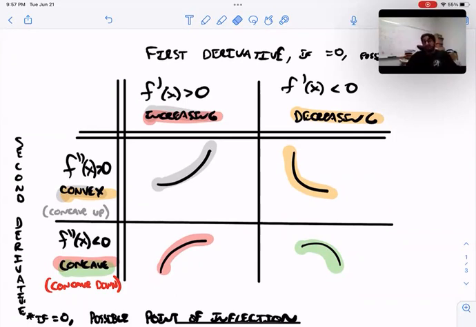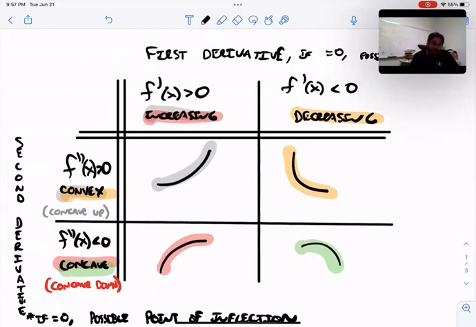And here I show the four combinations in this little table of what it could look like. You could have the first derivative being positive and the second derivative positive, which means your graph is increasing and convex. That's the shape that I'm showing here, right in this box. It's increasing and convex. Some sources call it concave up, just a heads up there.